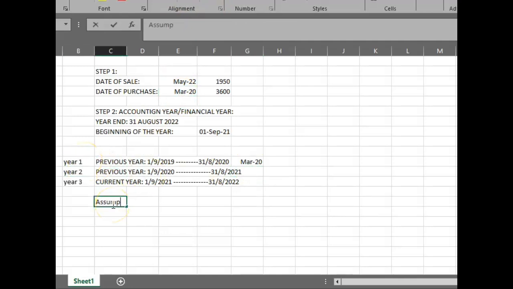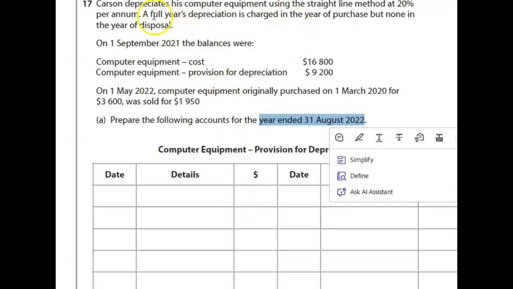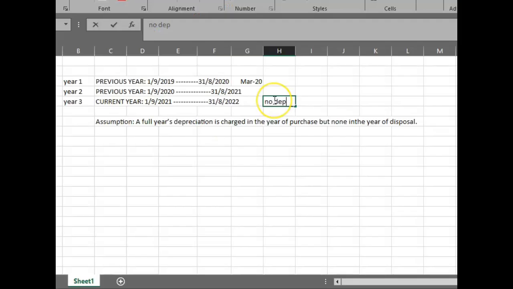But there is a condition. The examiner mentions that a full year's depreciation is charged in the year of purchase, but none in the year of disposal. So we do not need to calculate depreciation for the year of sale, which is the current year, and we are left with having to do the depreciation for 2 years only. So let's start with our depreciation calculations.